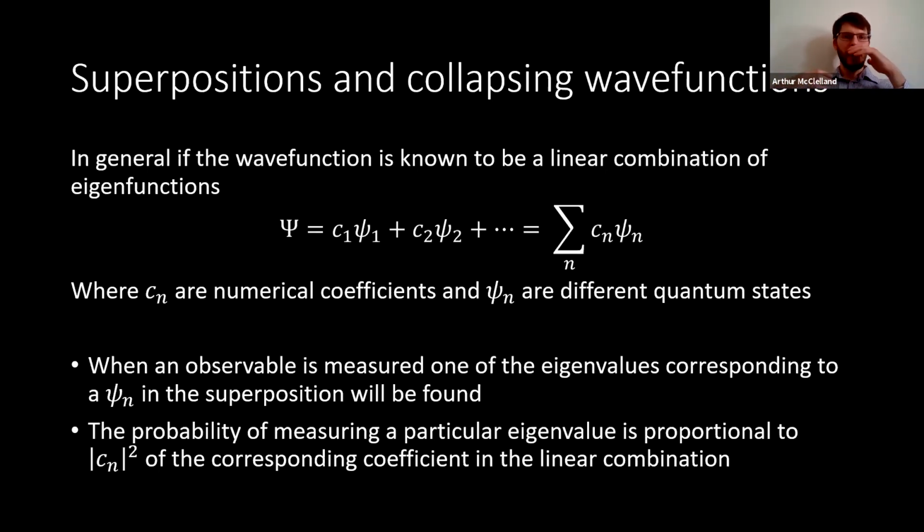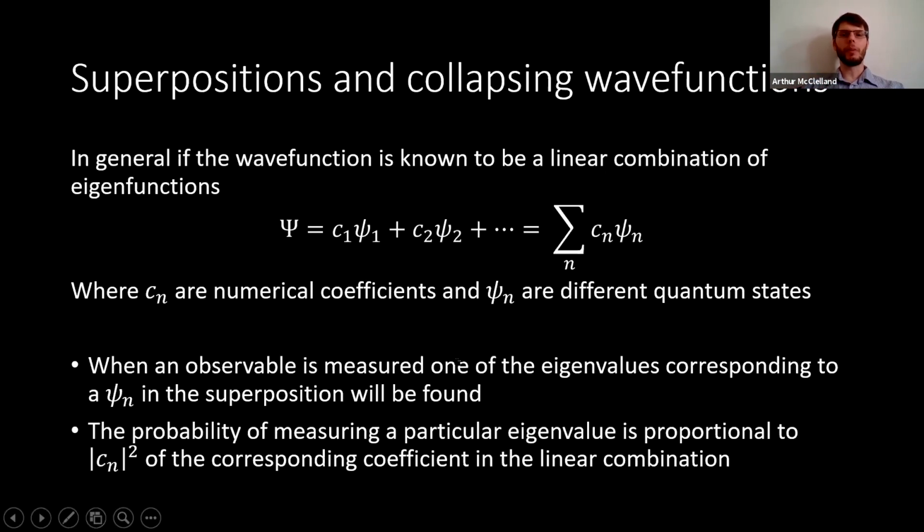In general, if we have a wave function that we know is a linear combination of eigenfunctions, we can have it as multiple. We don't have to have just two. We can have higher degrees of superposition. We say these linear combinations are a superposition of these different states. And the C's are the numerical coefficients, and psi sub n's are the different quantum states.